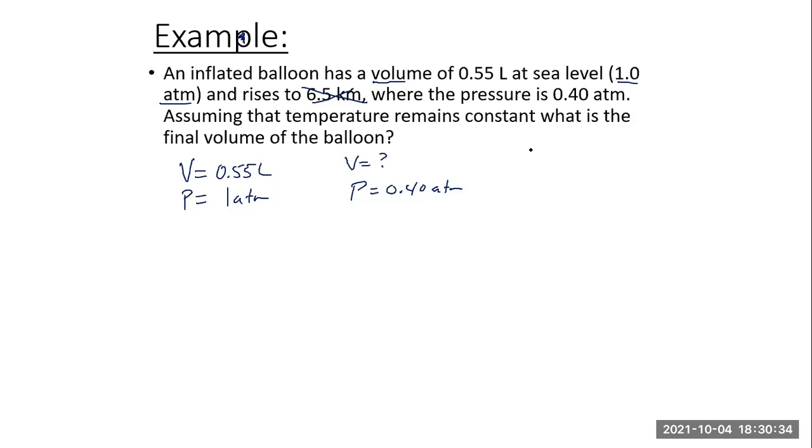So that should point out to you that perhaps Boyle's law is really the one that I should use here. It doesn't matter which ones you label as 1s and 2s. Typically, people will just take the first things listed as the 1s, the second things listed as the 2s. The most important thing is you do obviously want to keep together the information that goes together. It's obviously 0.55 liters in 1 atmosphere. That pressure-volume combination goes together, just like the 0.4 goes with what we're looking for.